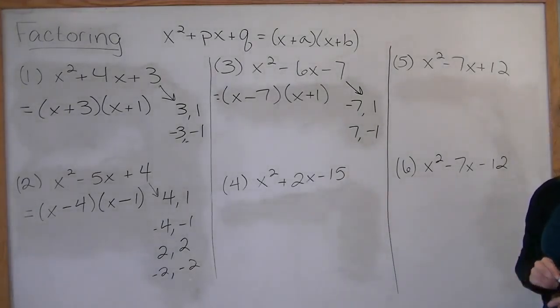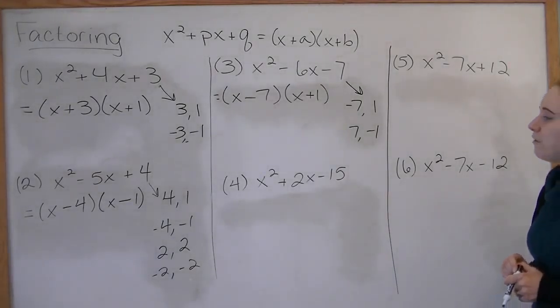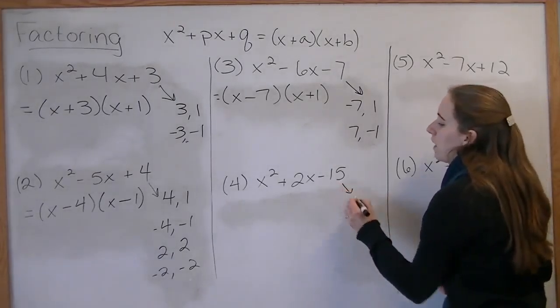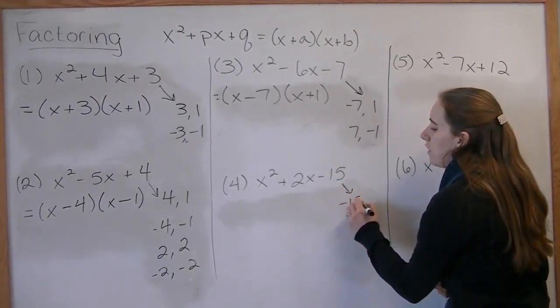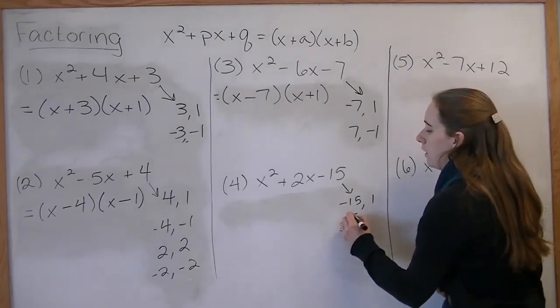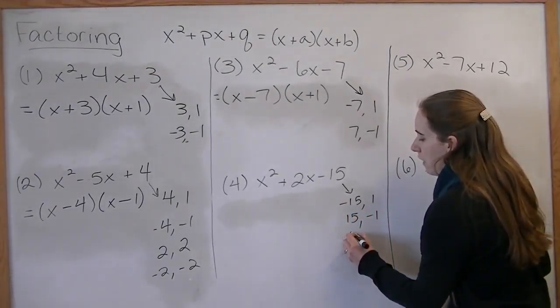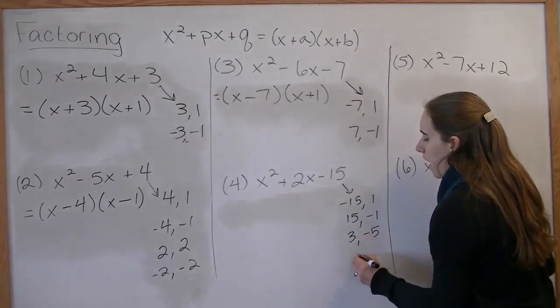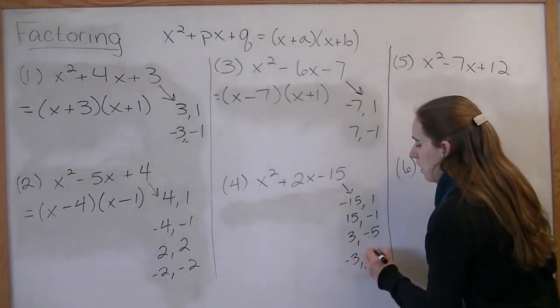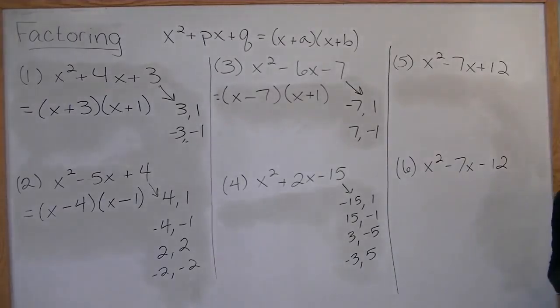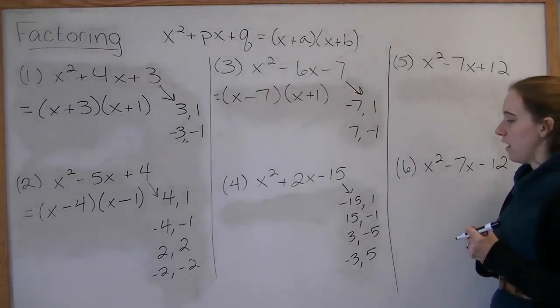Now let's look at number 4. Q here is negative 15. So let's think about all our possibilities. We could have negative 15 and positive 1. We could have 15 and negative 1. We could have 3 and negative 5. Or we could have negative 3 and positive 5. Those would be all our possibilities to get negative 15.